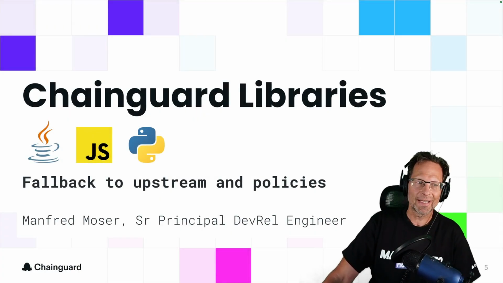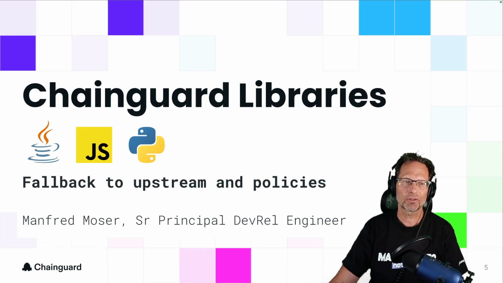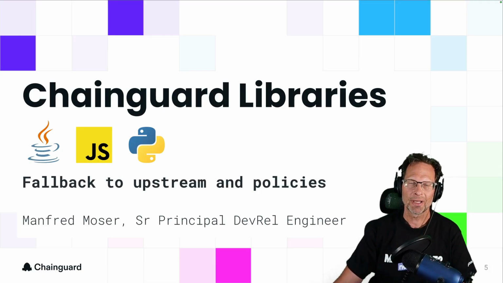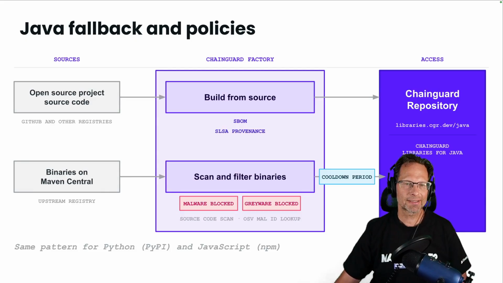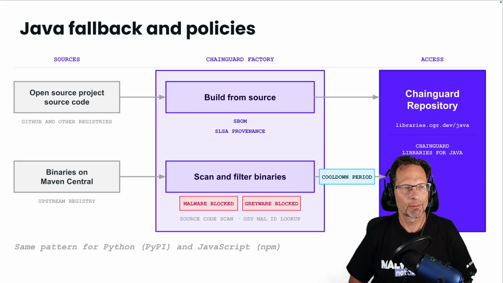Let's talk about Chainguard libraries for Java, JavaScript, and Python, specifically about the fallback for upstream and policies that we can enforce along the way and ensure you get only the libraries you want. The easiest way to understand this fallback and policies, again, is with an example. So we'll look at what happens for libraries in the Java ecosystem on Chainguard libraries for Java.